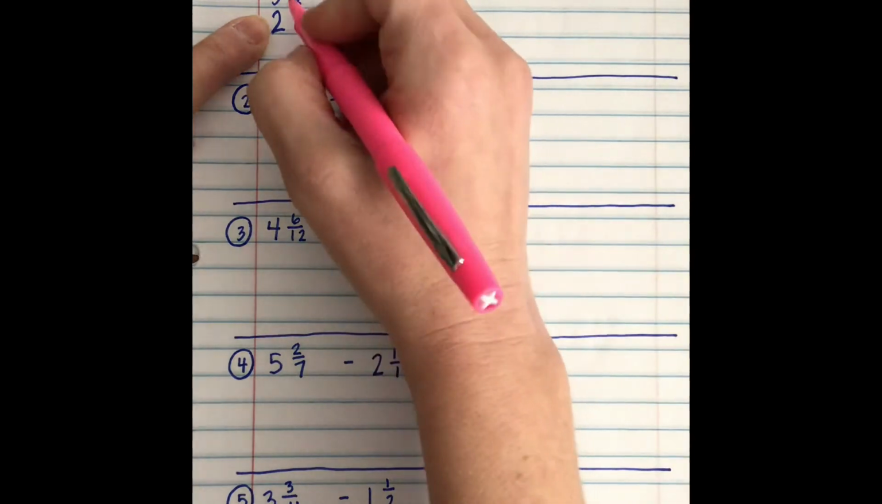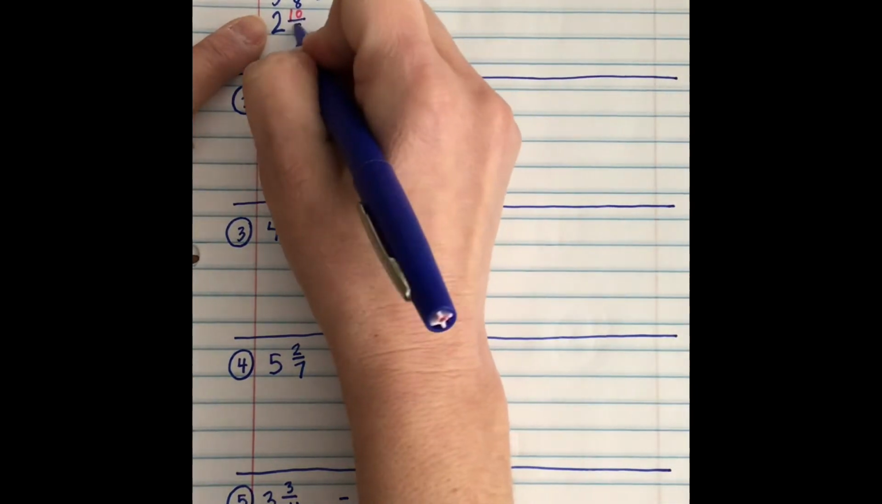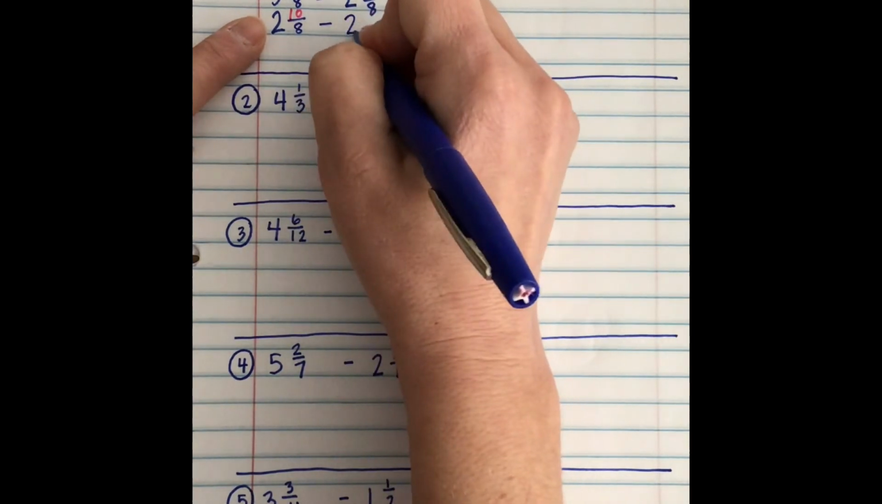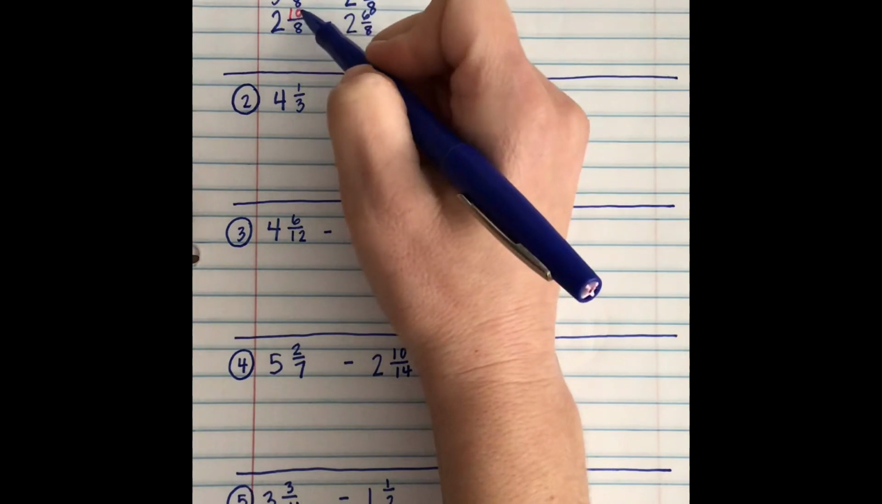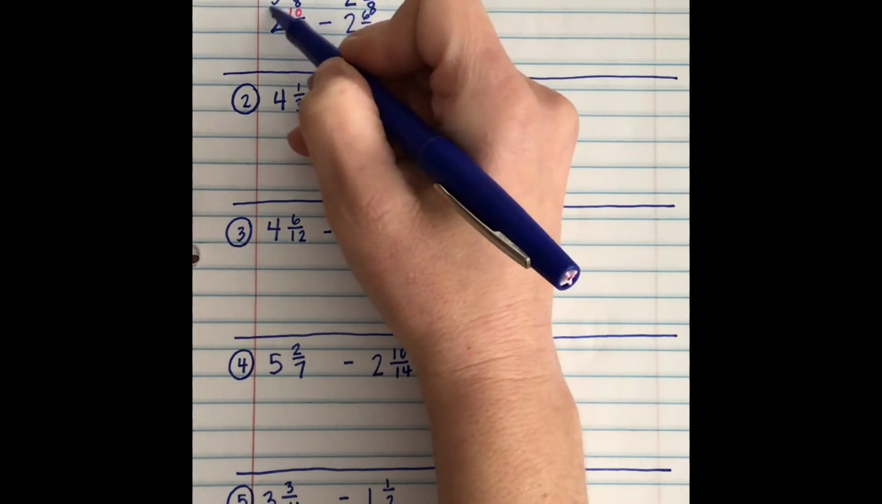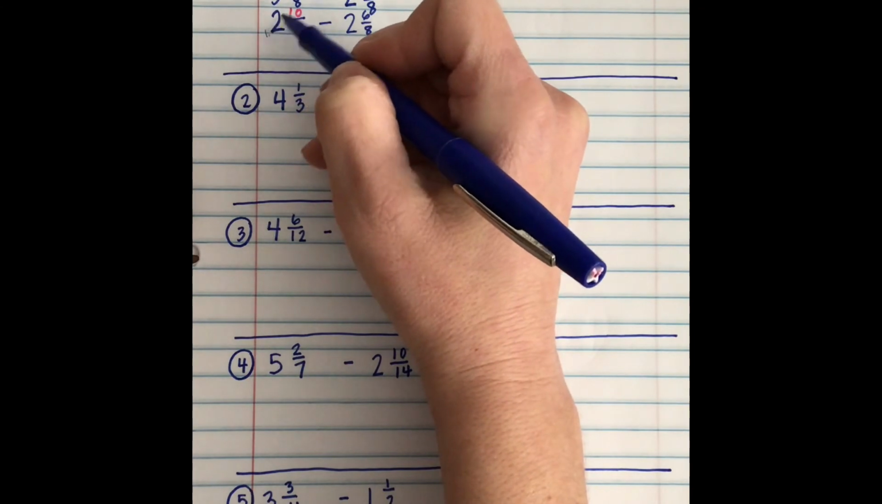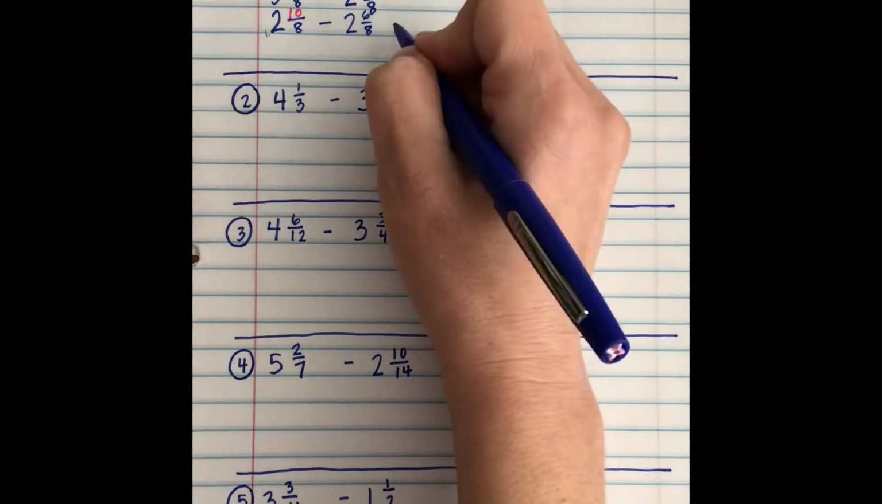So now I have 10 as my numerator over 8, and I'm subtracting 2 6/8. So see how, instead of a 2 over 8, now I have a 10 over 8, because I took a whole and made it 8/8 and I added that to the numerator there. Nothing happened to my denominator.